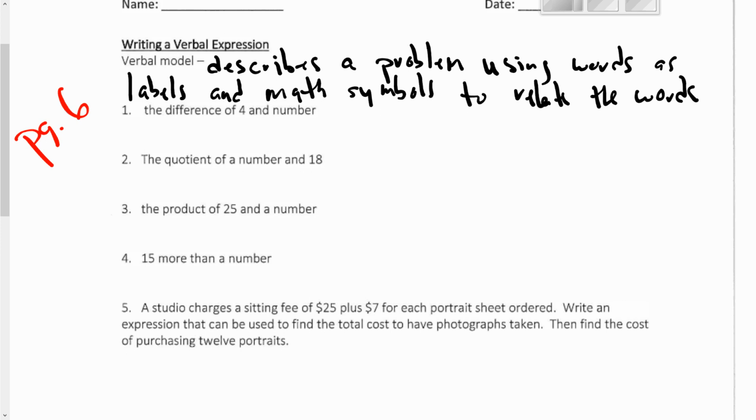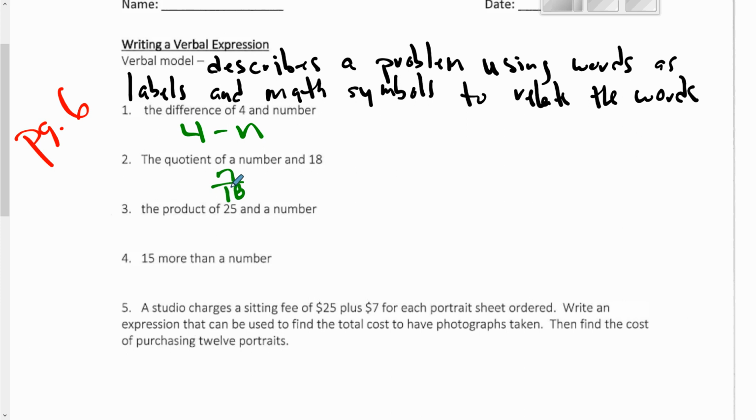Our first one says the difference of 4 and a number. Difference means the answer to a subtraction problem. So we're going to do 4 minus n. The quotient of a number and 18, quotient is a division problem. So we're going to do n over 18. Again, we write our division problems as fractions. Do not write the divided by sign.